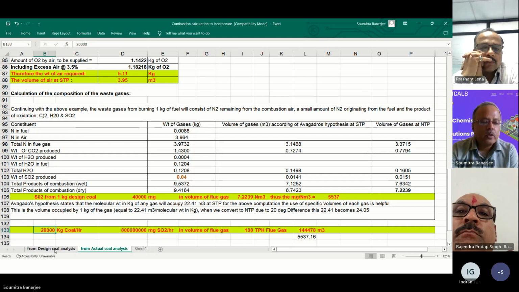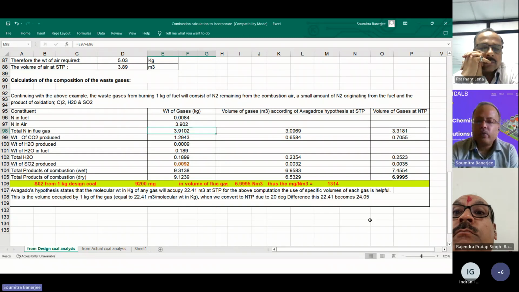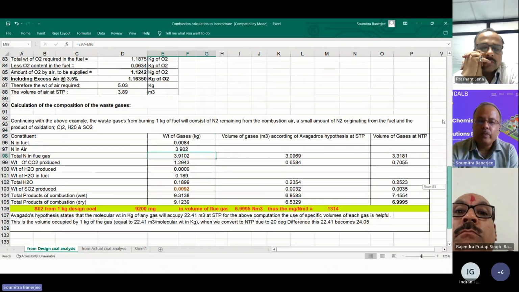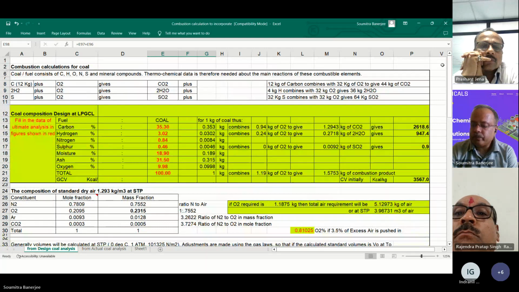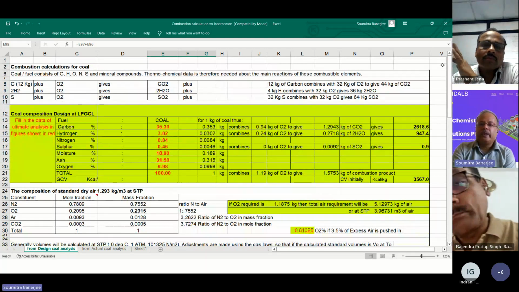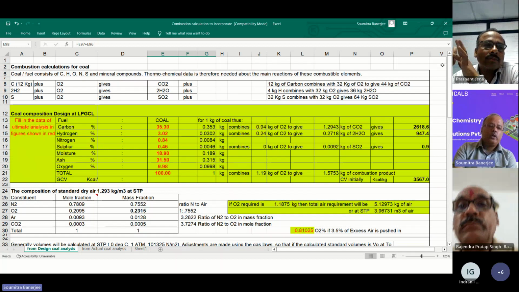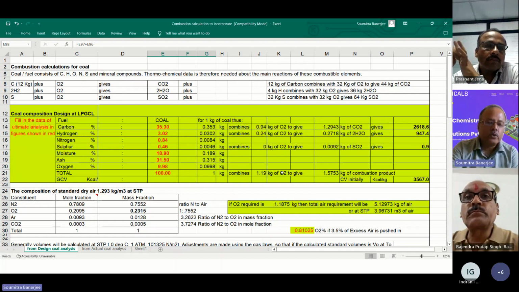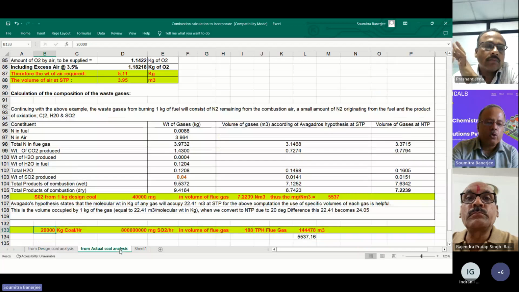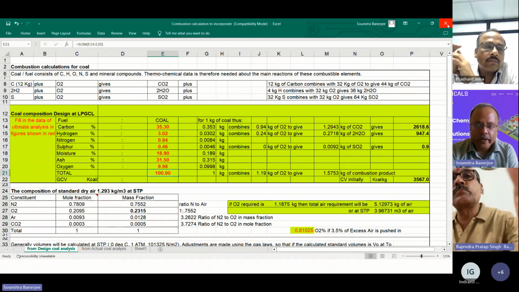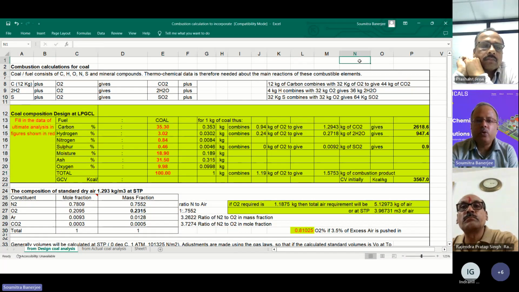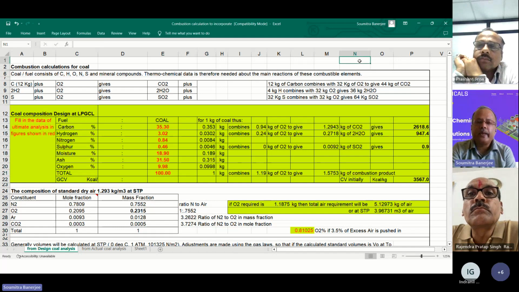You just put in your data, and there are two sheets. One is for LPGCL, which I've designed on the design coal, and from actual coal analysis, you can find out here. Both are open formula, both are open. Here you have to put the data, and most of your data will change below. All right. If you have any questions, please go ahead, or else I'll close this Excel sheet.